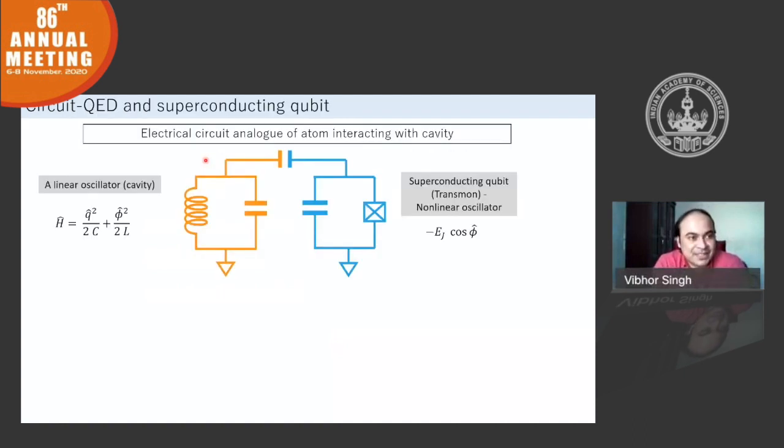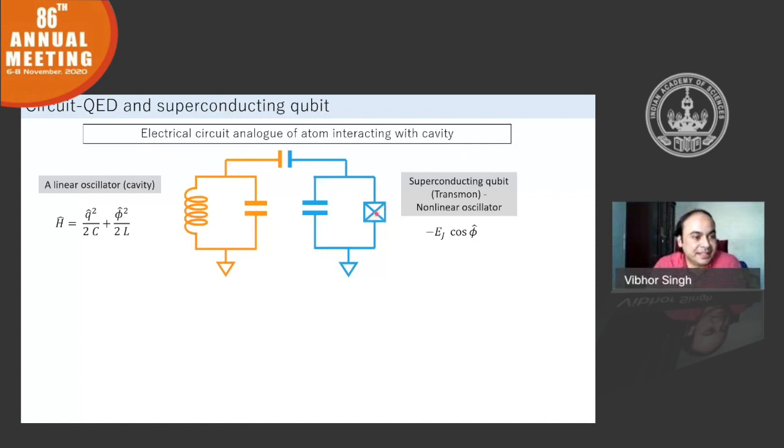Okay. So a general introduction to circuit QED and superconducting qubits. Circuit QED is an analog of cavity QED, where an atom interacts with the electromagnetic field. In circuit QED, the role of the electromagnetic cavity is replaced by LC oscillators formed by capacitors and inductors, and the role of the atom is taken up by superconducting qubits, which are essentially nonlinear oscillators formed by the inductance of a Josephson junction.